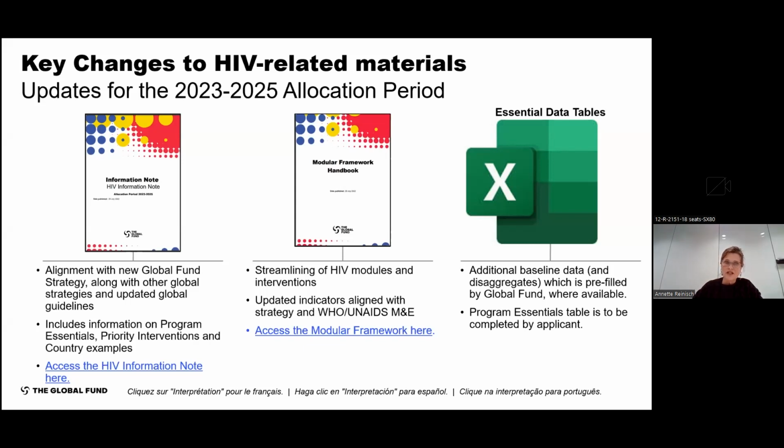Regarding the essential data tables, there are now 2 tables to complete, which is the continuation of the indicator tables and the program essentials, which you just heard about, and Celeste presented those to you. The indicator tables continue to be pre-filled by the Global Fund, and where available now include additional baseline data and disaggregation. These are typically dealt with by countries' M&E teams, but the program essentials are best completed by program staff. Next slide, please.